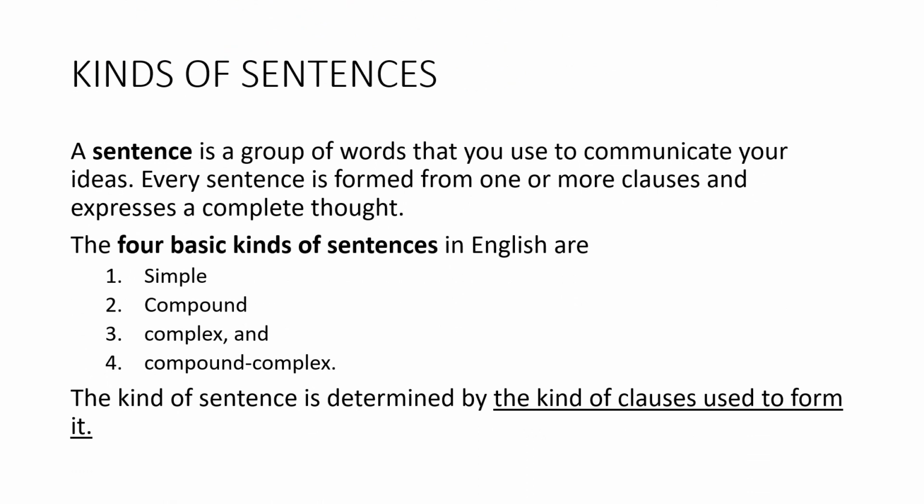Kinds of sentences. A sentence is a group of words that you use to communicate your ideas. Every sentence is formed from one or more clauses and expresses a complete thought. There are 4 basic kinds of sentences in English: simple, compound, complex, and compound complex. The kind of sentence is determined by the kind of clauses used to form it, and we will talk about each one in detail.